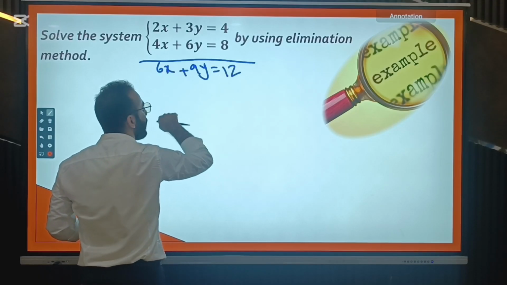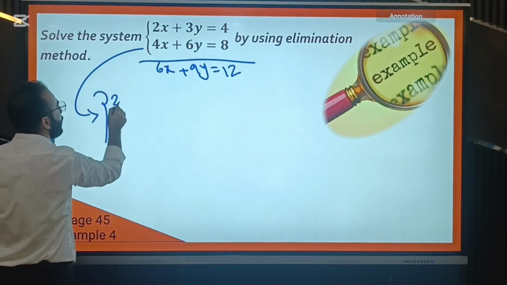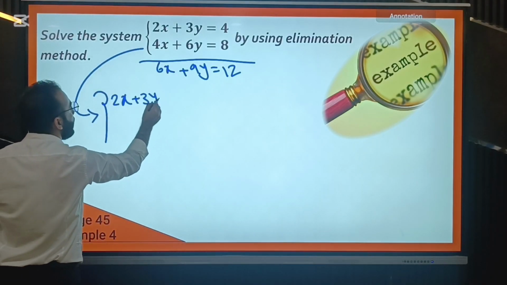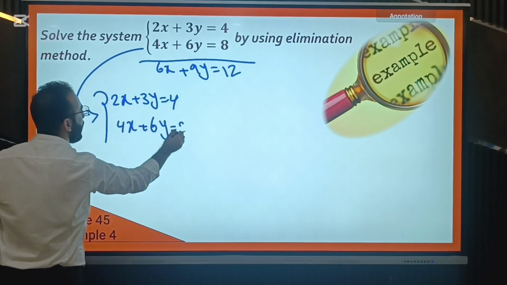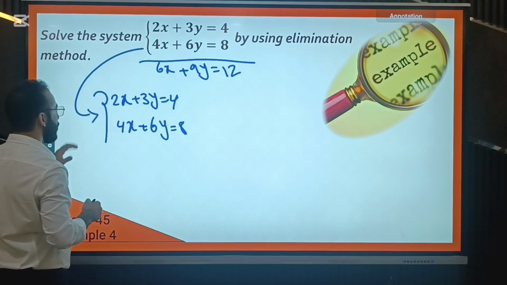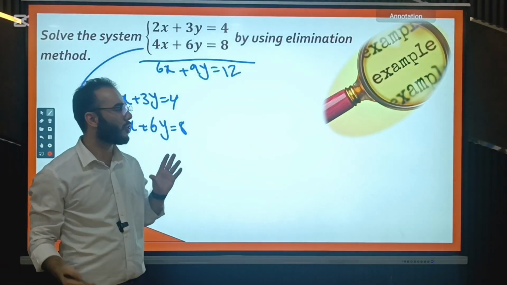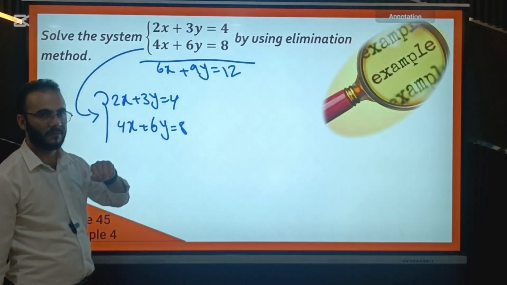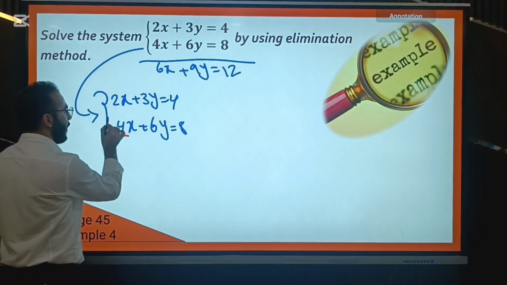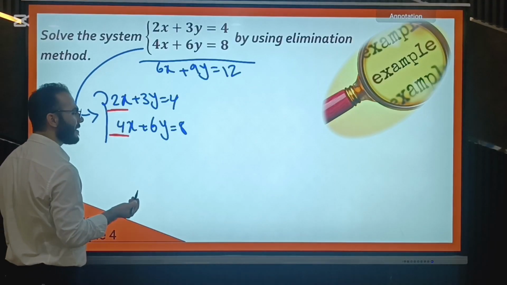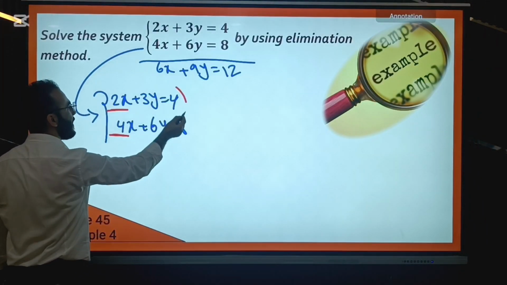None of them eliminate each other, so we need to make some changes. Bring it here. This is our system: 2x plus 3y equals 4, 4x plus 6y equals 8. Either you want to eliminate x or y, you need to decide. I would love to go with x's, so I want to eliminate x's. Here we have 4 and here we have 2. The signs are not opposite, so we should multiply by a negative number.